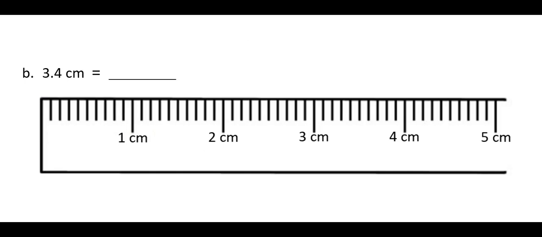Let's look at another example. This time I have 3 and 4/10. That means I have 3 wholes and 4/10 as a fraction. So we'll write it as 3 and 4/10.